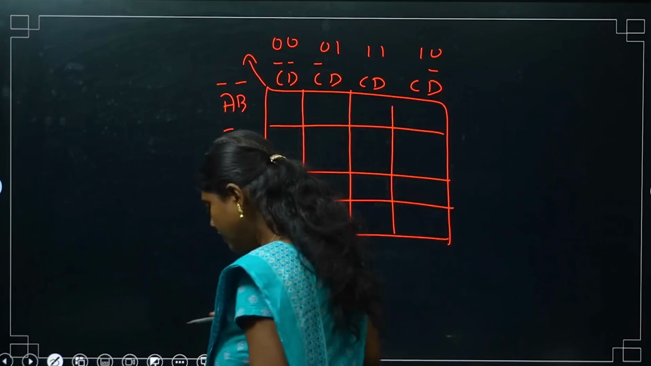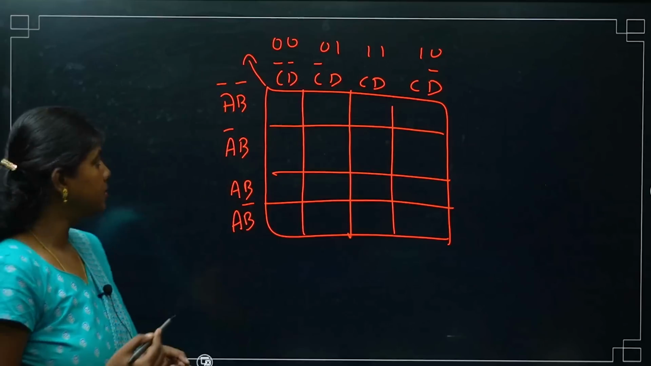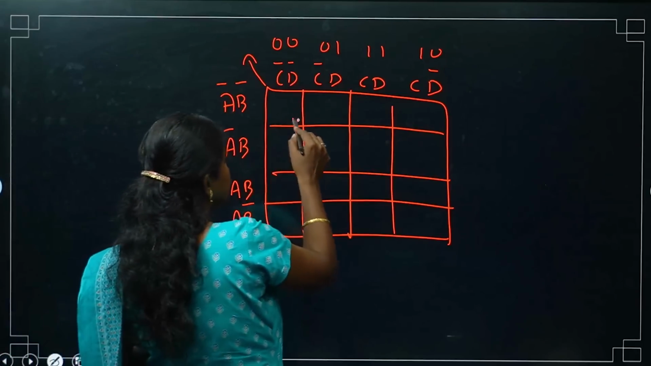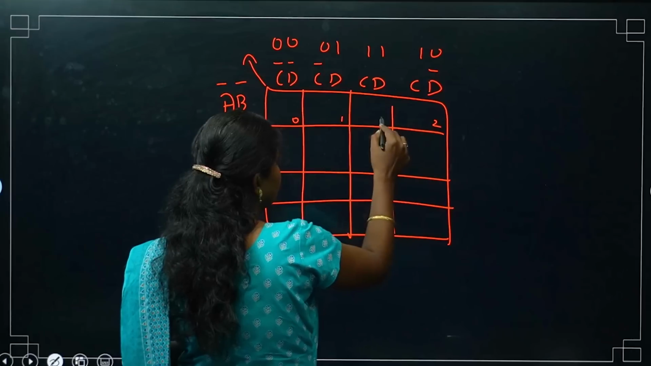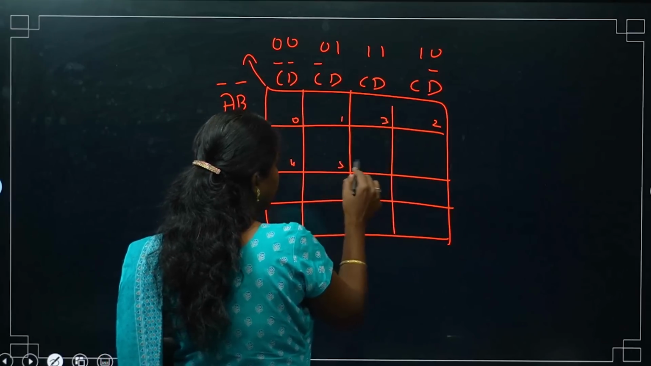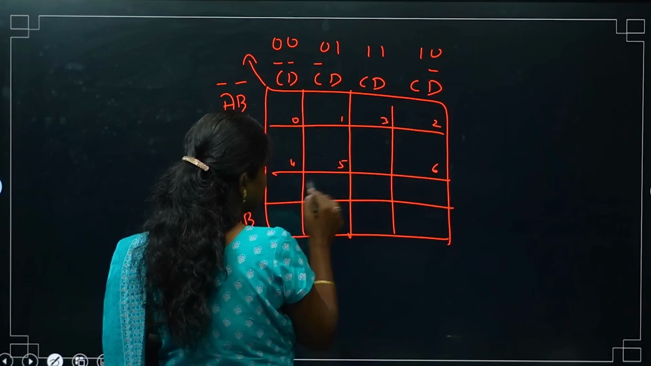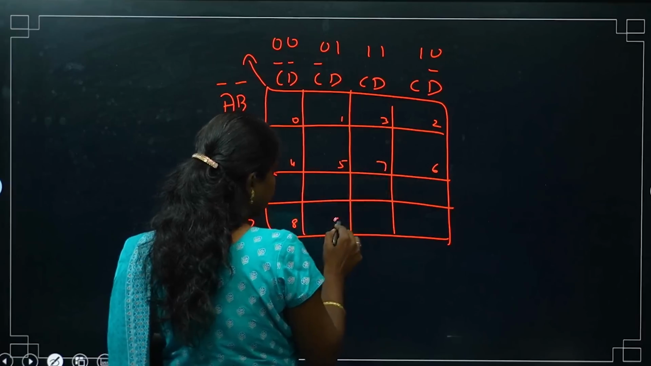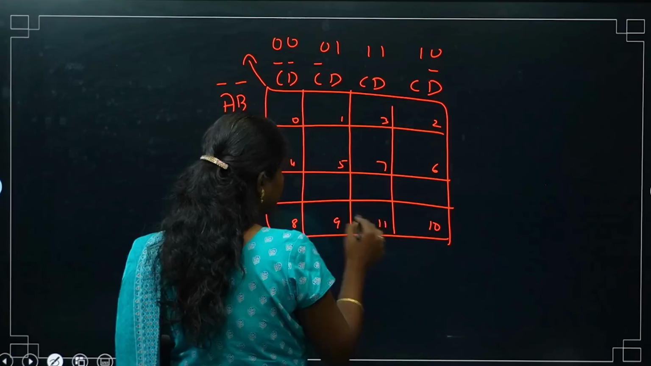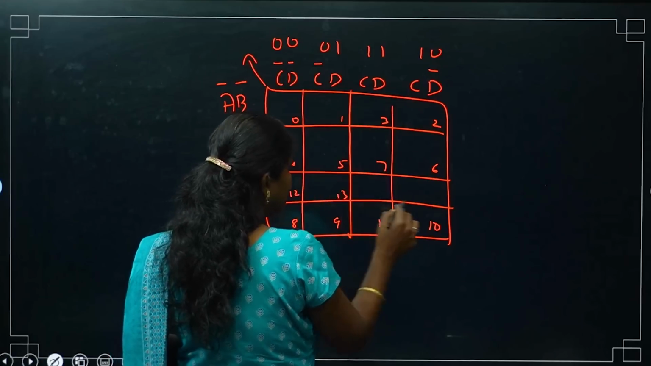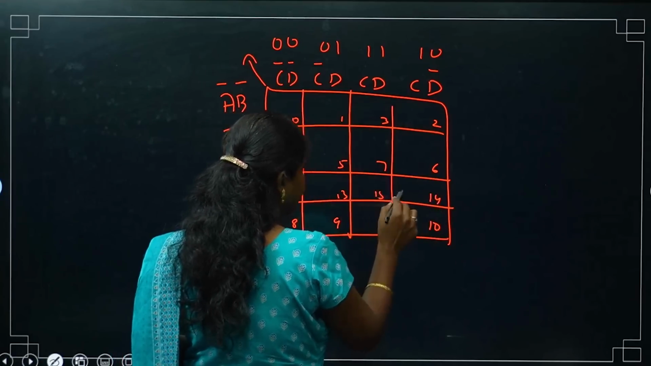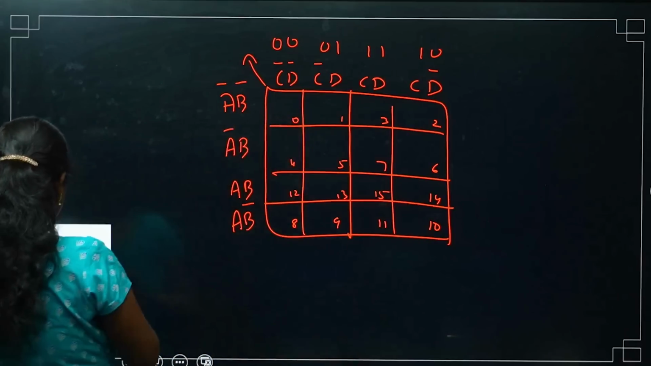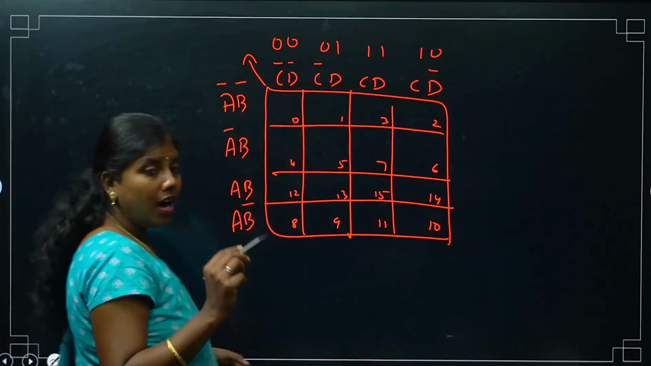After that, we'll just number the minterms here. We'll just mark the minterms: 0, 1, 2, 3, 4, 5, 6, 7, 8, 9, 10, 11, 12, 13, 14, 15. So we'll just mark the minterms here.